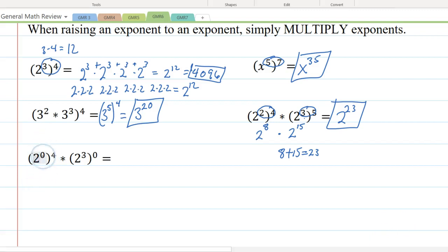what is 0 times 4? I know 0 times 4 is 0. So 2 to the power of 0 is still 1. Moving to the right, I have 3 times 0. Well, 3 times 0 is 0, so 2 to the power of 0 is simply 1. 1 times 1 is still just 1. My answer is only 1.